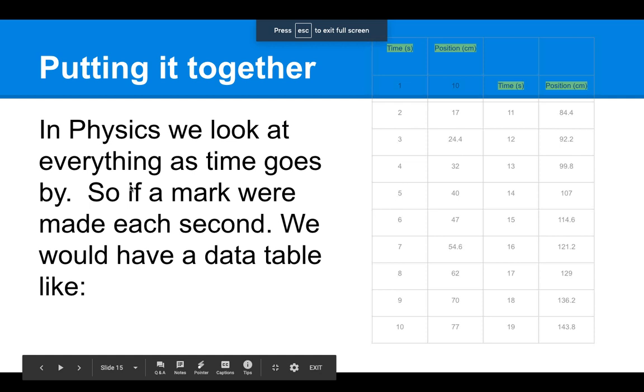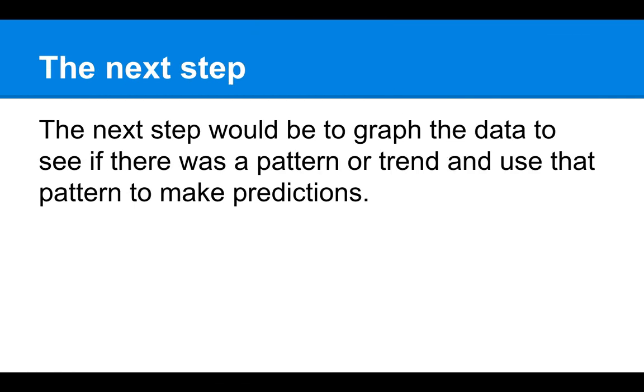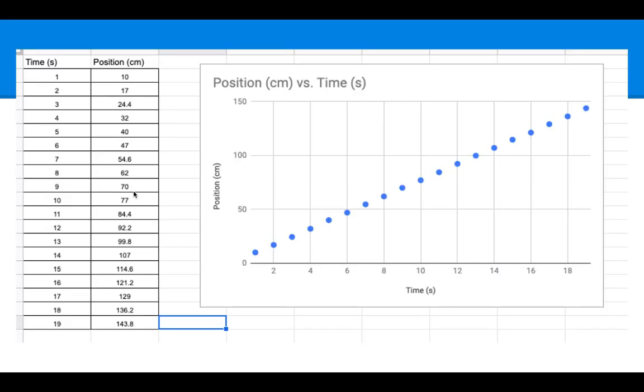So now let's go back to our beautiful little thing. What would the next step be? That would be to graph it. Is there a pattern? Well, if you look at this, that's a pretty straight line. And we could estimate or whatever, where would it be at 11 seconds? Or at 9.5, or where was it at 0 seconds? Because the data table itself doesn't show us that. So we could use it to estimate.